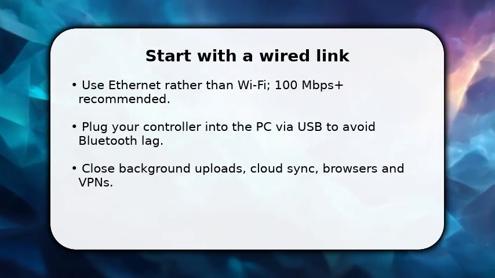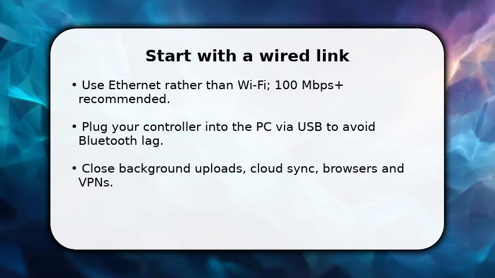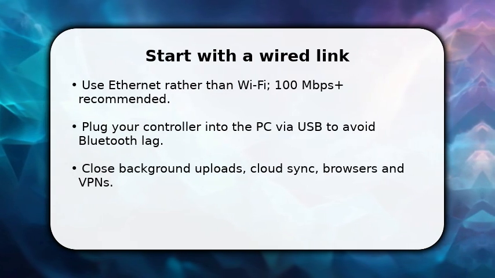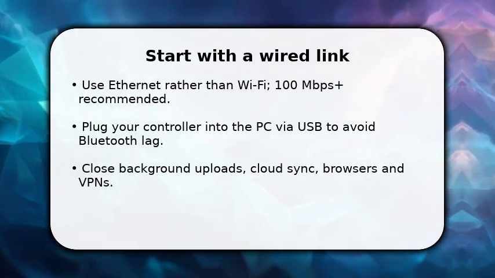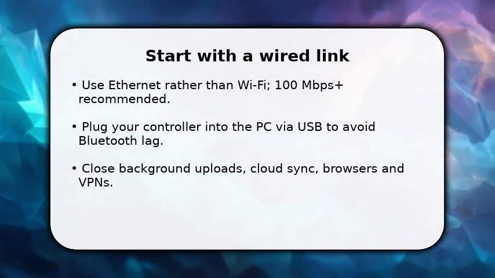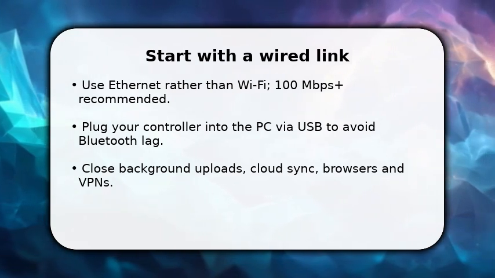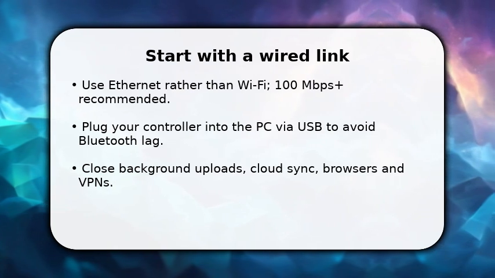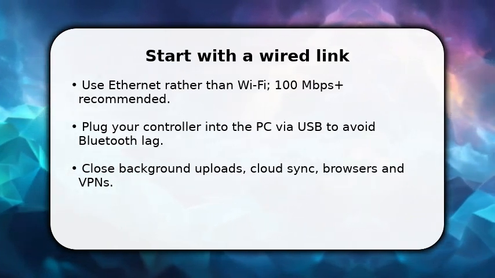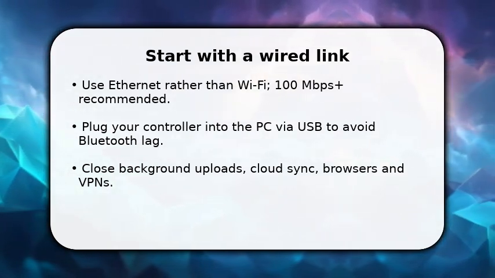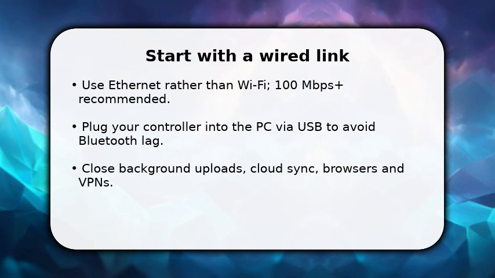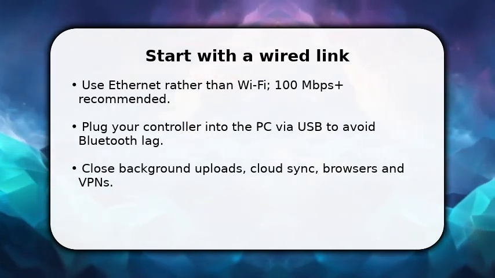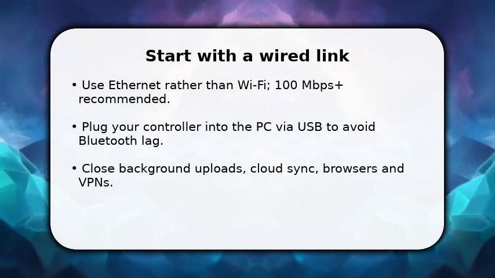You begin by removing the biggest variable, Wi-Fi. Plug the PC into Ethernet and plug your Xbox controller into USB on the PC so inputs are local and faster. Once done, stop background uploads and cloud sync apps and disable VPNs because they add jitter and extra hops. Make sure the PC is connected to your router LAN port, not through a switch with heavy traffic, and confirm basic speeds with a quick speed test so you know baseline bandwidth.